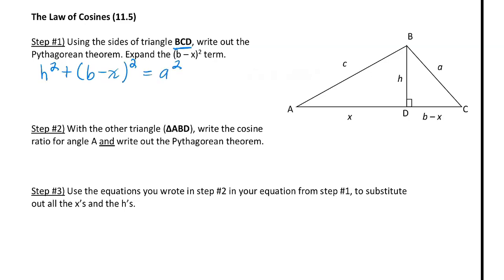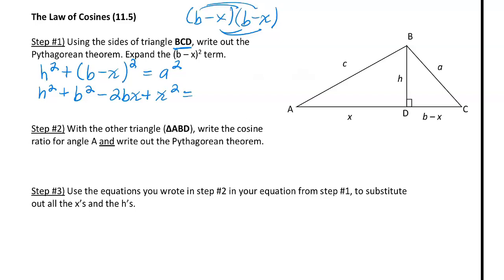We're told to expand the (b minus x) squared term, so that would be h squared plus, when we expand that, we're multiplying (b minus x) times (b minus x). So distribute, and we get b squared minus 2bx plus x squared equals a squared. I don't see any like terms. We have an h, a b, and a bx term, an x term. So no like terms. Let's just leave it like that and move on to step two.